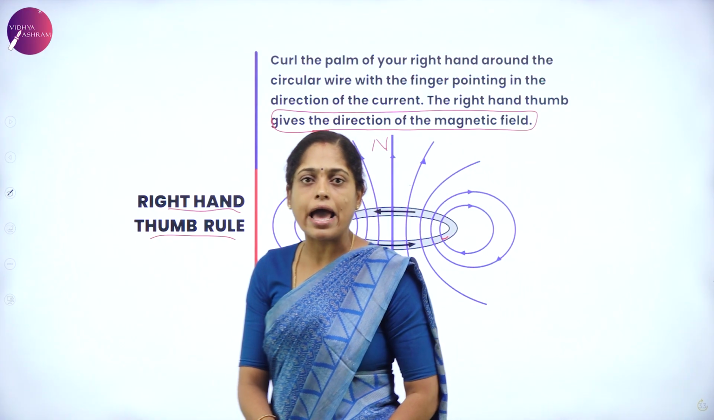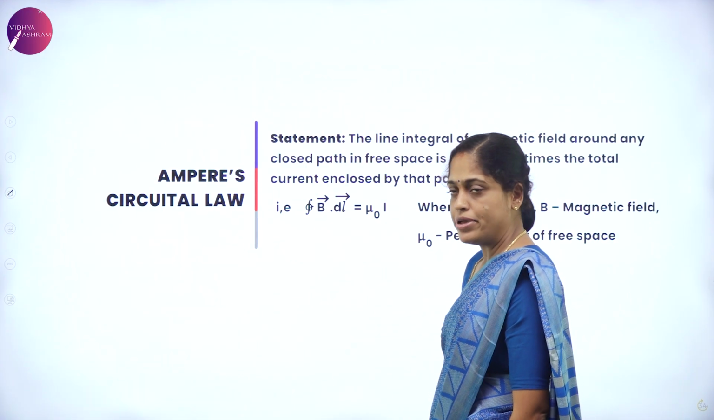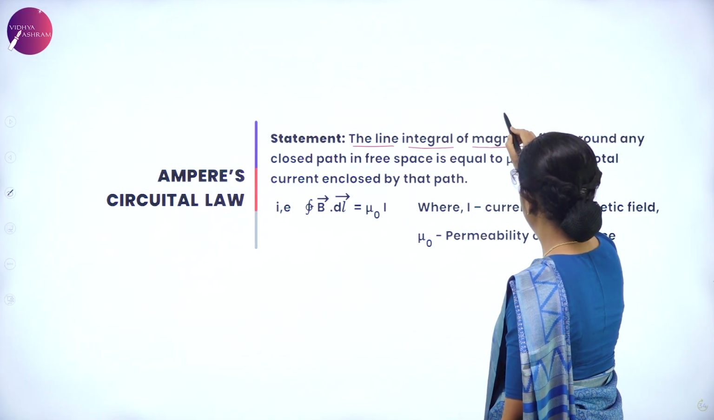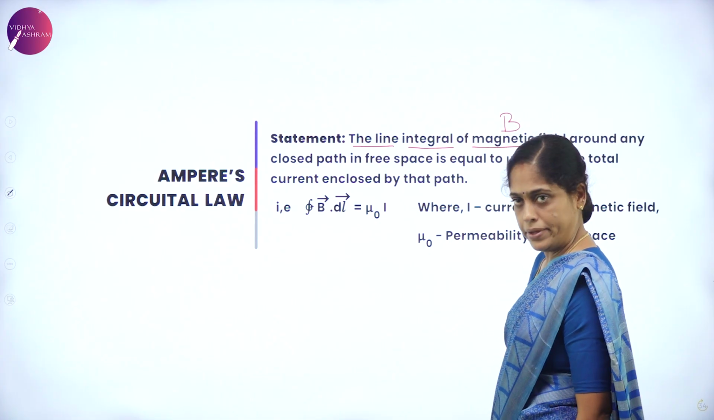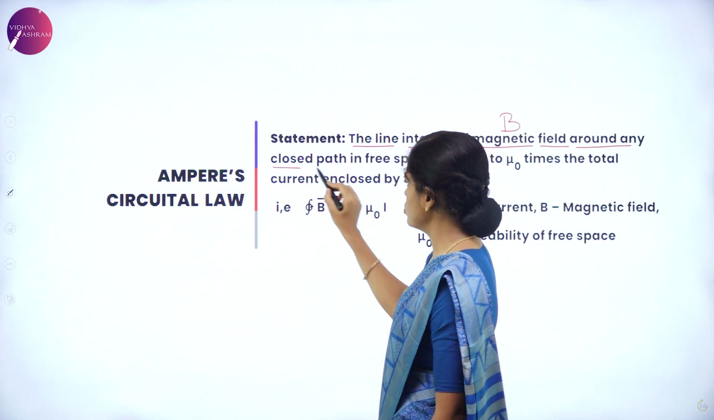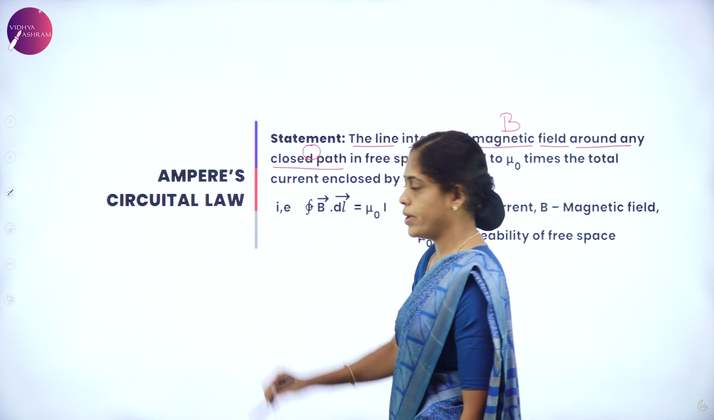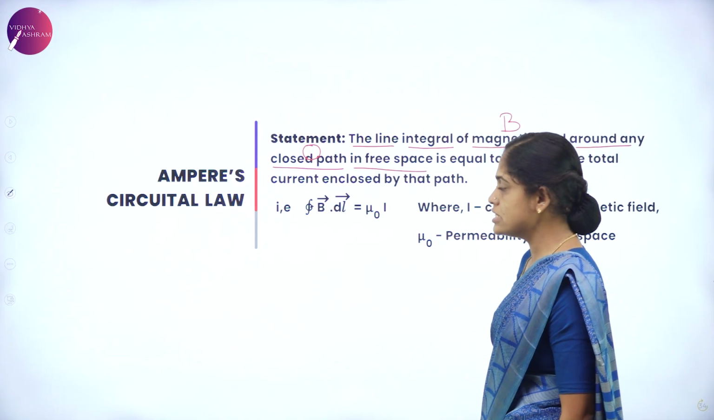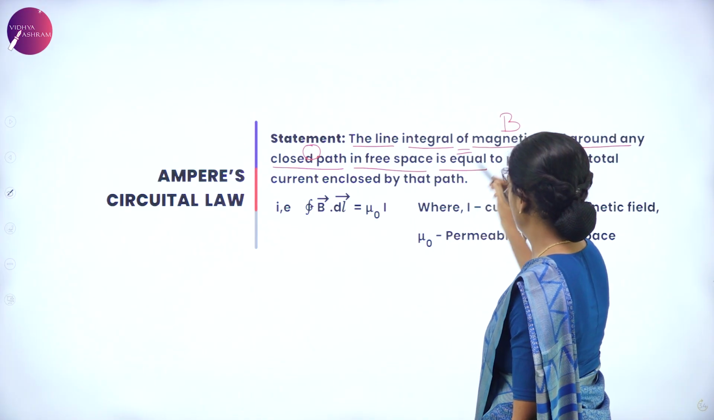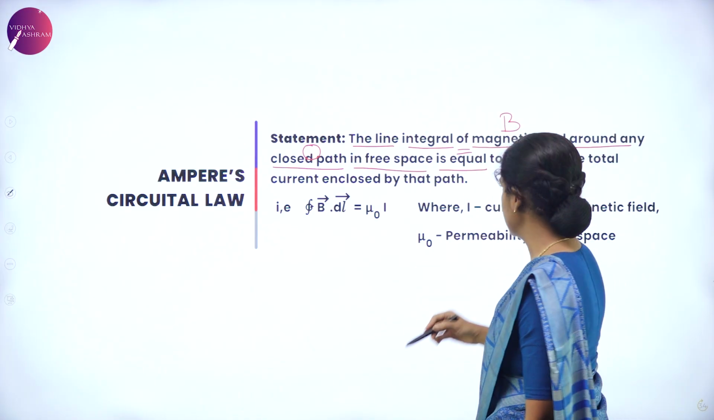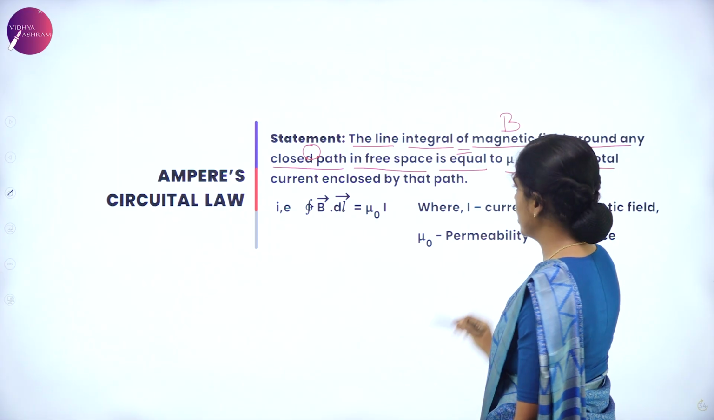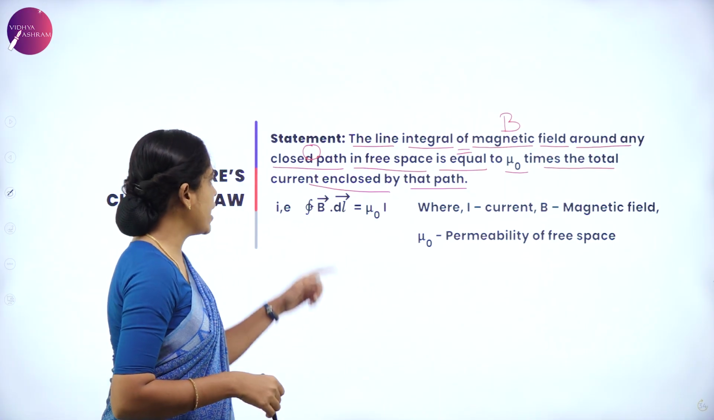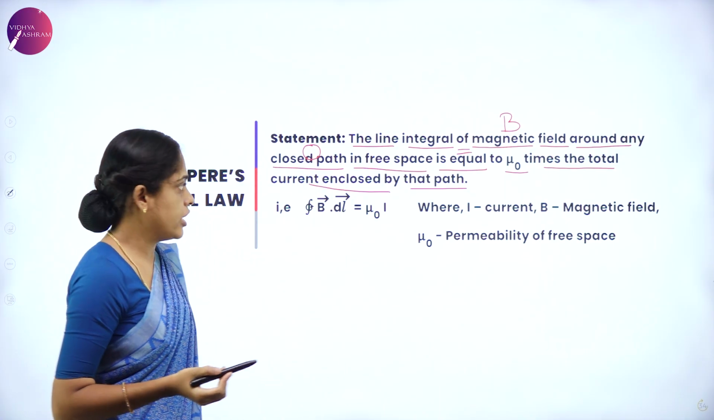Now let us know what is Ampere's circuital law. The statement of Ampere's circuital law is that the line integral of the magnetic field, denoted by the letter B, around any closed path in free space is equal to mu naught times the current enclosed by that path. How much current is enclosed by that path decides the magnetic field strength.